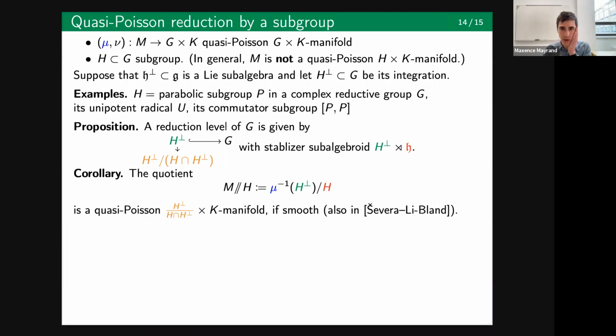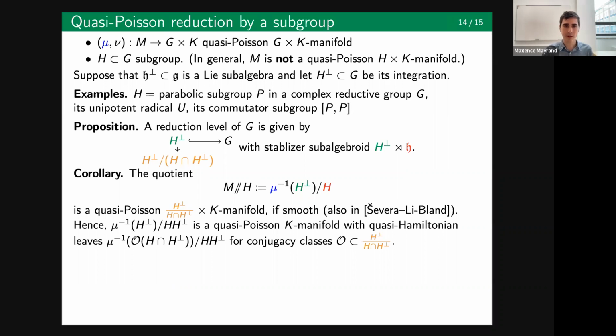This can also be recovered by a result of Severa and Li-Bland, although we didn't know when we posted the paper on arXiv. We learned that afterwards, and we'll make modifications of the paper very soon. In this paper of Severa and Li-Bland, where they discuss morphisms of Manin pairs, they have a result which implies this one as well. If we take the quotient further by this factor, we get that the inverse image of H perp by this product group is a quasi-Poisson K manifold, and then we can describe the quasi-Hamiltonian leaves also.